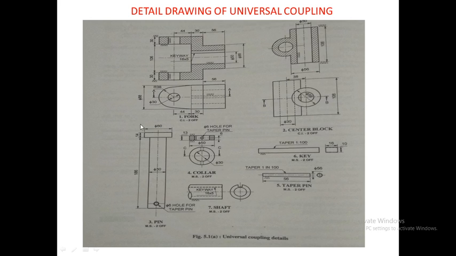Now here we have the pin. This is the front view of the vertical pin, which is used to lock this fork with this center block.